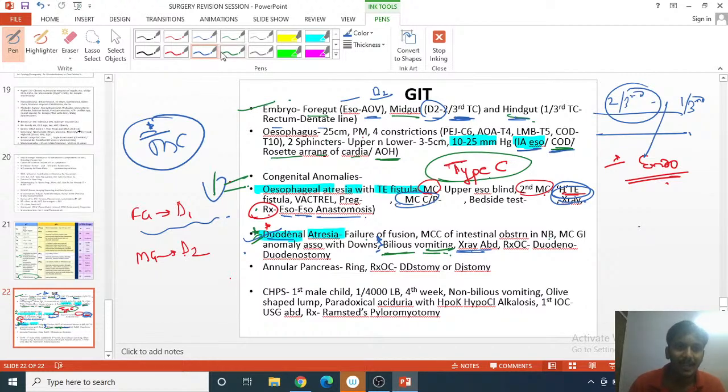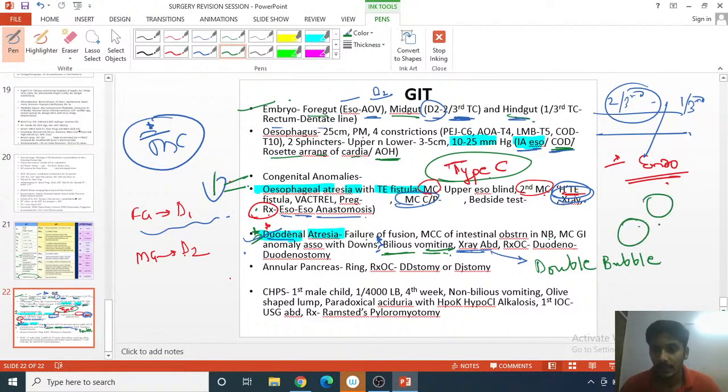You will just perform an X-ray abdomen. Yes, and X-ray abdomen पे क्या sign दिखेगा तुम्हें? On X-ray abdomen you will see a characteristic sign in cases of duodenal atresia. Anybody? Yes, Vaishali, right, it is your double bubble sign. Yes, you can see your double bubble sign.